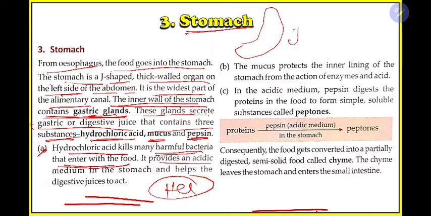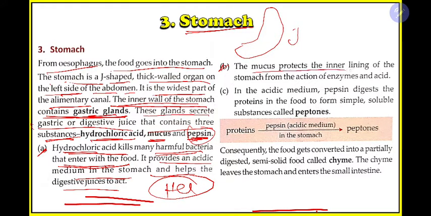It provides an acidic medium in the stomach and helps the digestive juice to act. Since this is an acid, whenever you mix an acid with the food, the food will become acidic, the stomach will become acidic. The other substances such as pepsin work only when the environment is acidic. So for the functioning of pepsin, it will make the entire stomach an acidic medium. Only when the stomach becomes acidic can your pepsin work. You will learn it later on. Then the mucus. What does the mucus do?